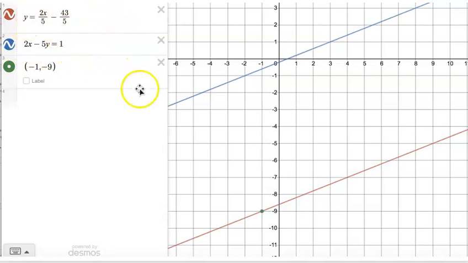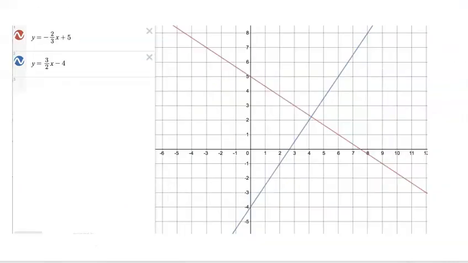Our new line, our red line, was supposed to go through the point negative 1, negative 9. Do we see that? Through the point negative 1, negative 9, indeed. Our red line is parallel to the blue line, and it contains the point negative 1, negative 9. Now let's look at a different pair of lines that are not parallel.